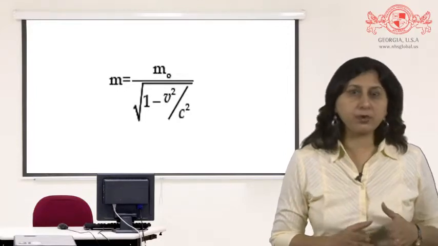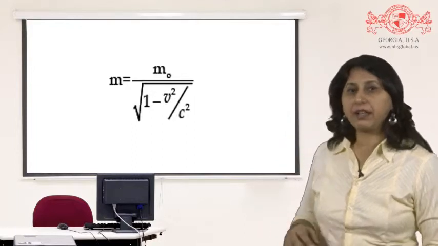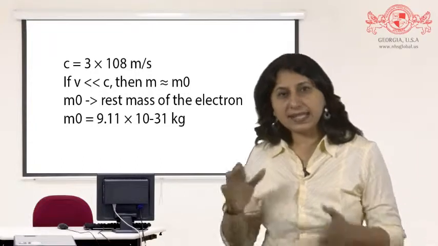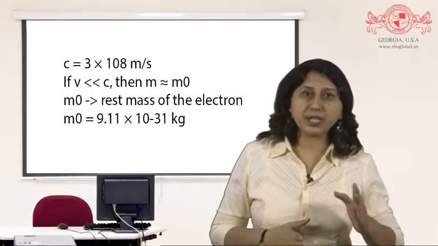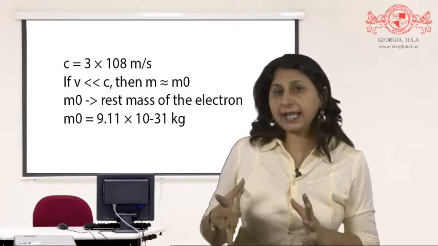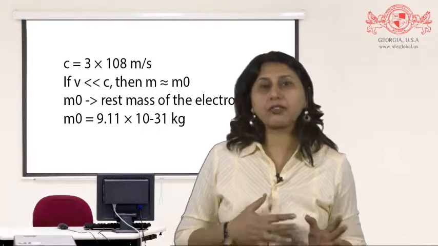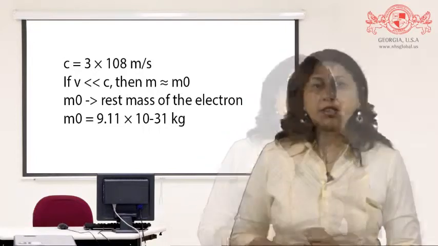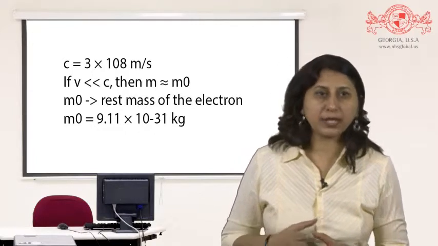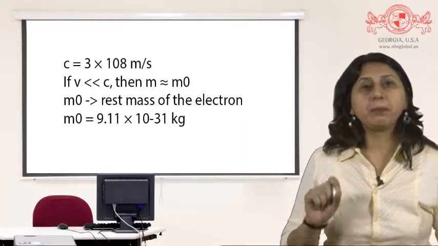An electron which moves with a velocity v has the mass m as given, where c is the velocity of light in free space and c equals 3 times 10 to the power 8 meter per second. If v is less than c, then m is similar to m0, which is called the rest mass of the electron.